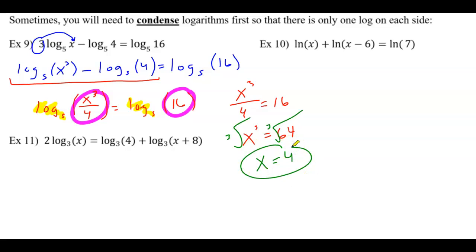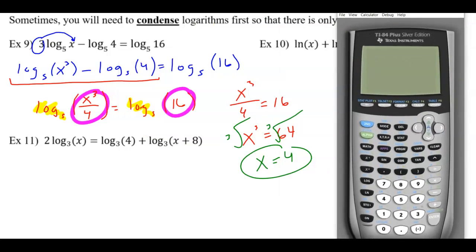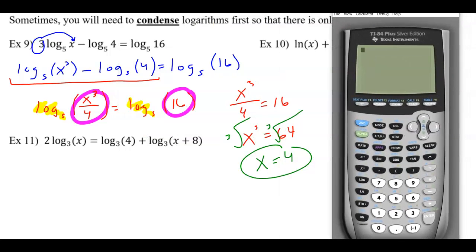And just to practice plugging that in, I'm going to type this into the calculator just to see if it works. So follow along with me here. We got x is 4. So if I type in 3, and then mine is math alpha math, but on your app you should just be able to push math and then log base, so log base 5.